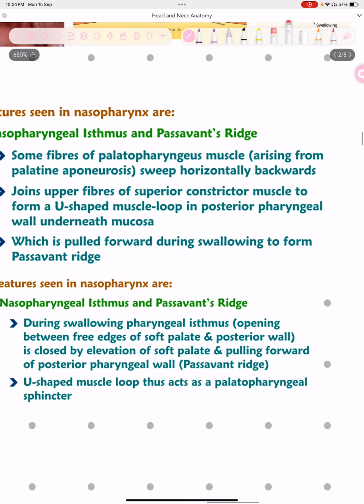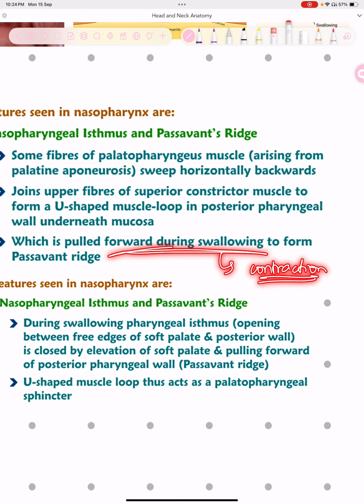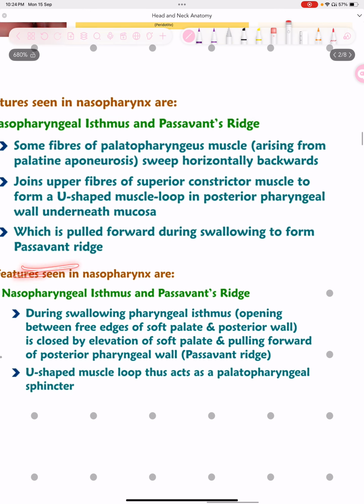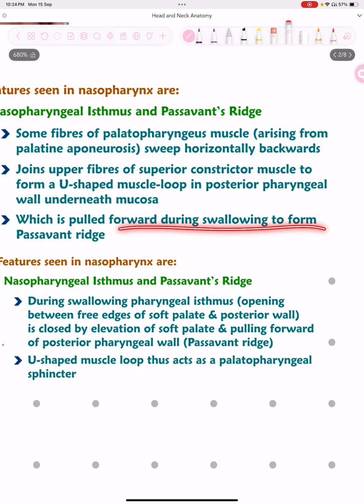Now, some fibers of the palatopharyngeus muscle, which arises from the palatine aponeurosis, sweep horizontally backwards, right? So it's going to sweep backwards, and it joins the upper fibers of the superior constrictor muscle to form a U-shaped muscular loop in the posterior pharyngeal wall underneath the mucosa, which is pulled forward during swallowing. Why is it pulled forward during swallowing? Because of the contraction of the palatopharyngeus muscle, Passavant's ridge forms. So contraction happens and the ridge forms.